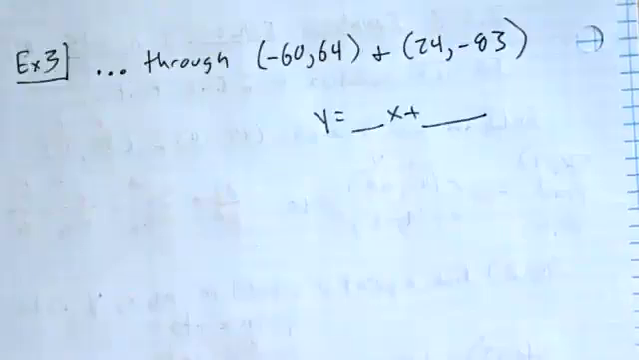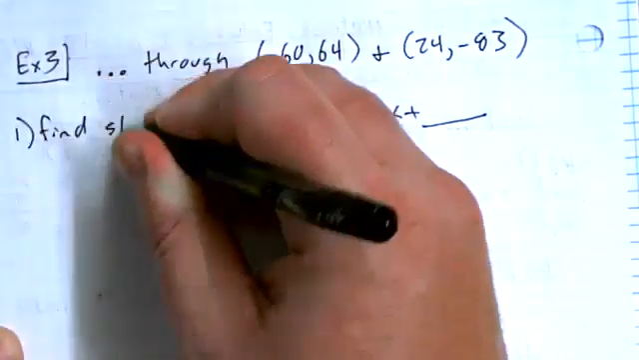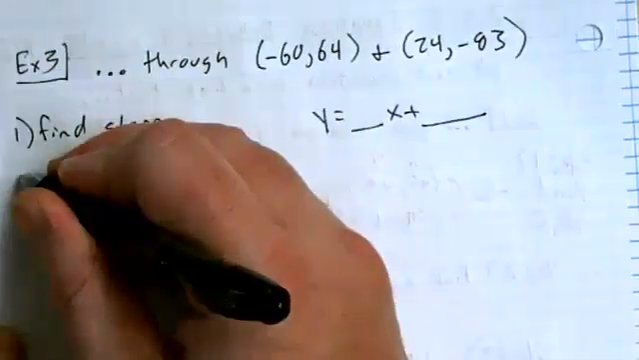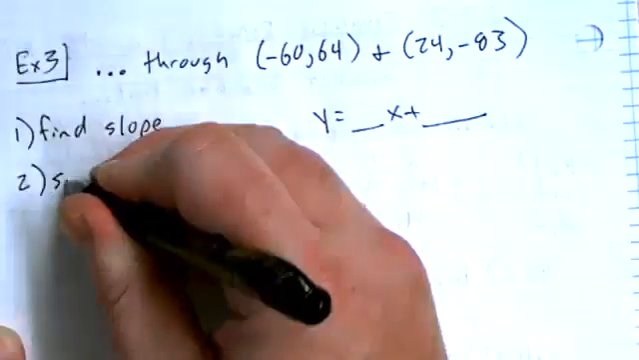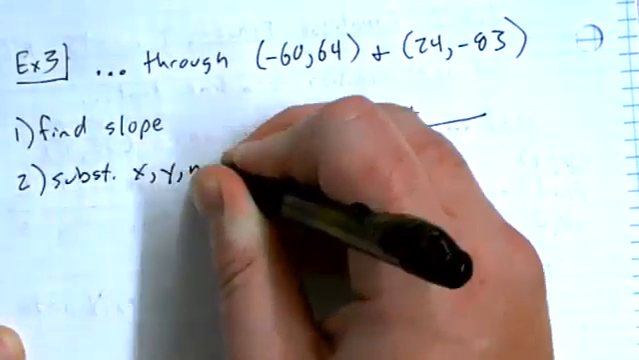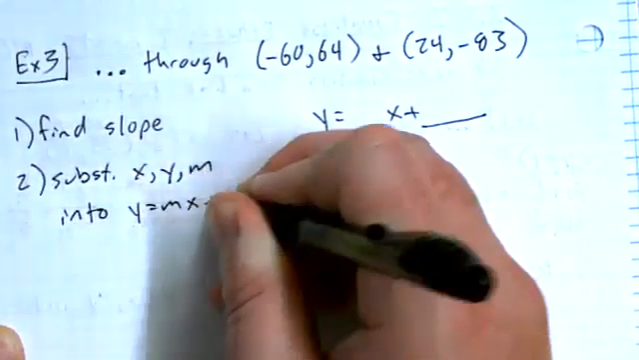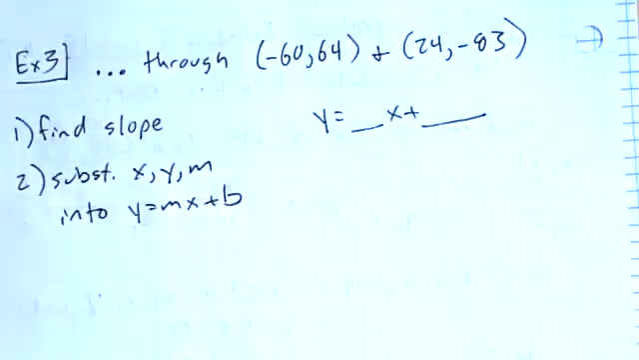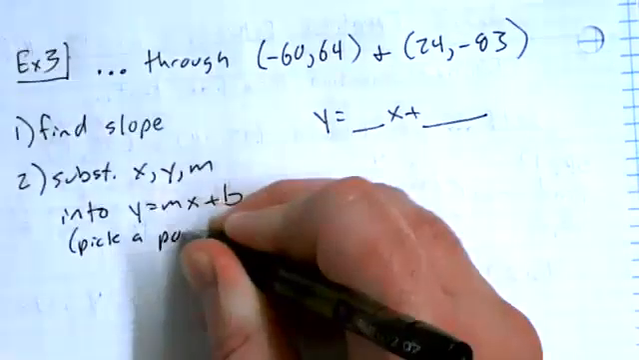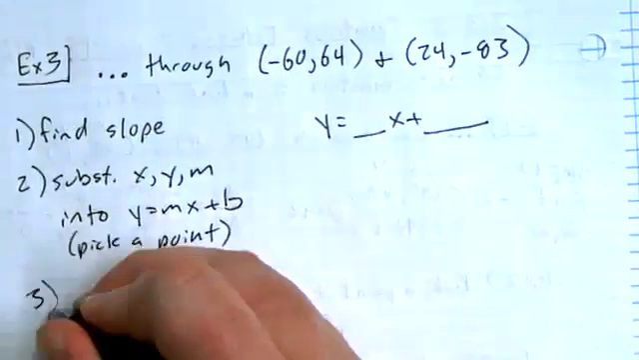All right, and we've got 3 main steps for this. Step 1 is find the slope. You don't have to write all these words down. This is just for you to look up here in case you get stuck. Step 2 is substitute x, y, and m into y equals mx plus b. And part of that is you got to pick a point. You have 2 to choose from this time. And then part 3 is solve for b.